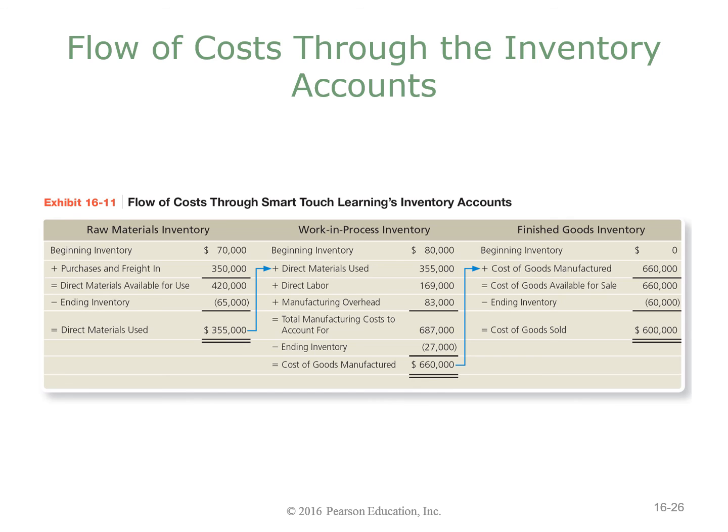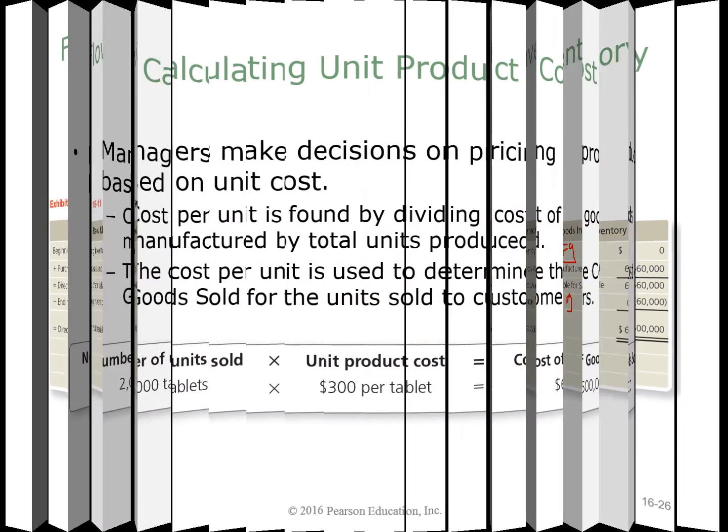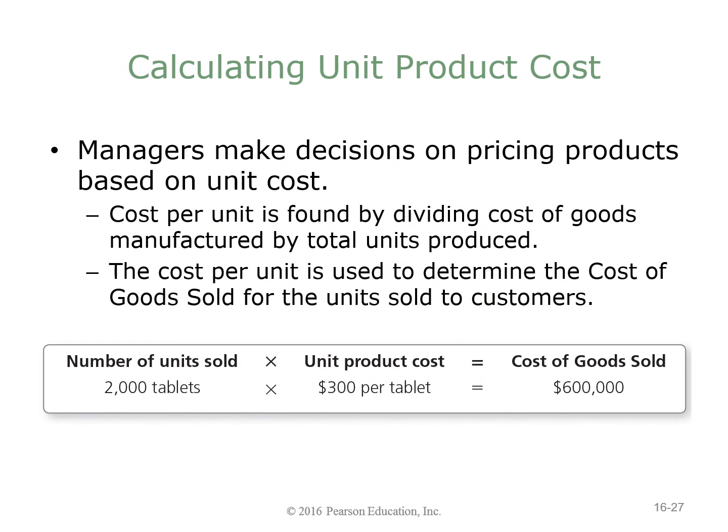Then the cost of goods manufactured will go to the finished goods inventory, the cost of goods sold, beginning finished goods. Of course, again, this is work in process. Okay, and this is work in process. And this is finished goods. Okay, so beginning inventory plus cost of goods manufactured minus ending inventory equals cost of goods sold. Now I have the cost of goods sold that we talked about.